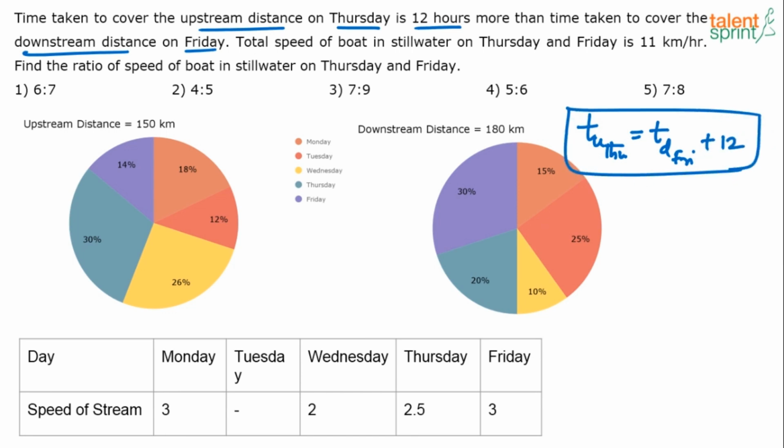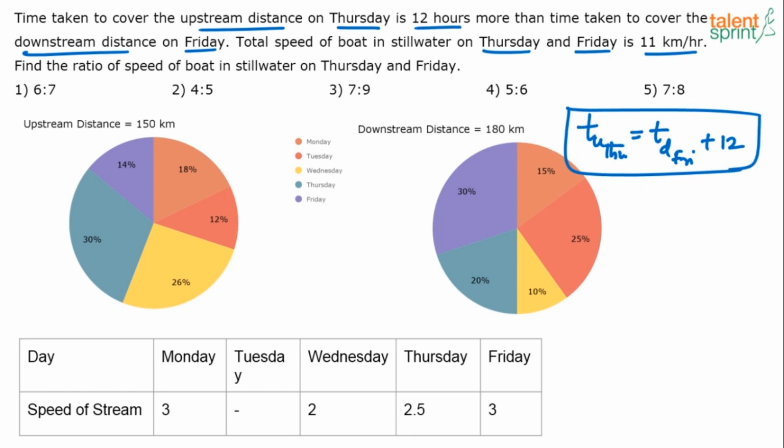Time taken to cover the upstream distance on Thursday is 12 hours more than the time taken to cover the downstream distance on Friday. Now the total speed of the boat in still water on Thursday and Friday is 11 kilometers per hour. So basically speed of the boat on Thursday plus speed of the boat on Friday is 11 kilometers per hour. He is asking us to get the ratio of the speed of the boat on Thursday and Friday. So you know how to frame this equation, right?